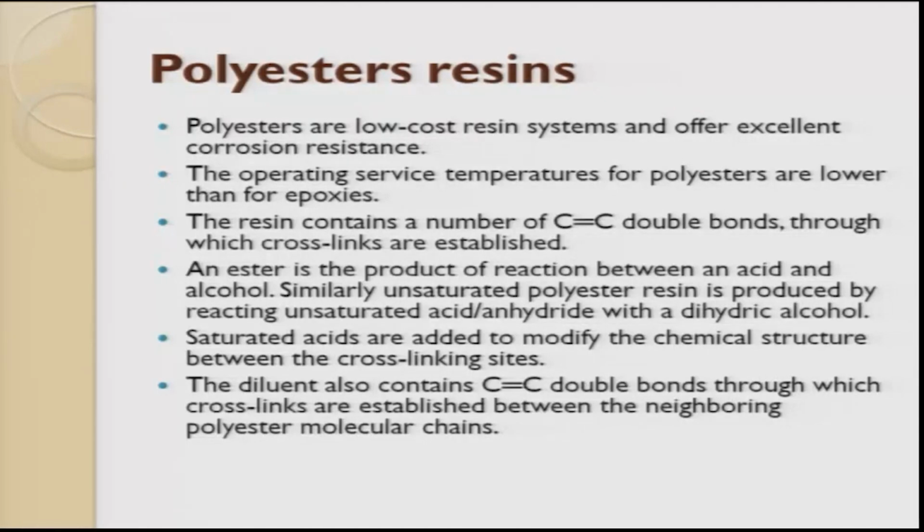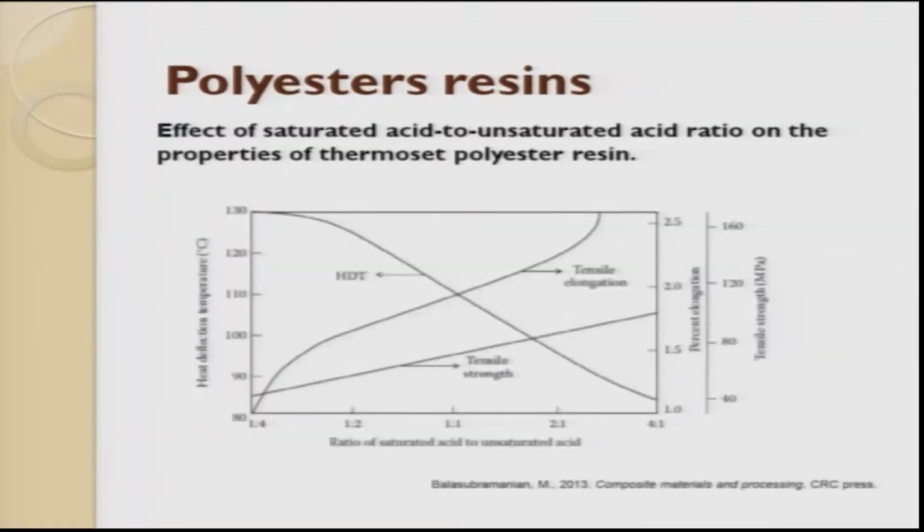If you look at this graph, it clearly shows the effect of the saturated acid to unsaturated acid ratio on the properties of thermoset polyester resin. You can see this is the heat deflection temperature curve with respect to the ratio. This unsaturation and saturation of acid relates to the cross-linking density.